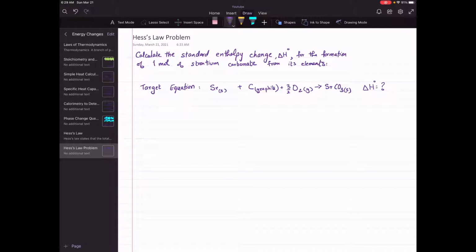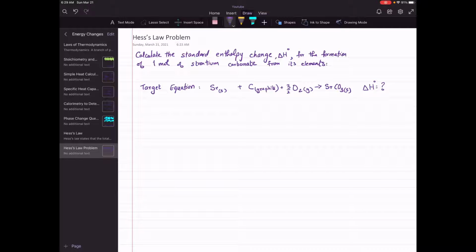Now, one way to do it is take the strontium, take the carbon, and use oxygen to burn it, and then you get SrCO3. That's a direct step, and you can also do this in small given steps. So they have given us three different equations that we can use to manipulate to get to this target equation.